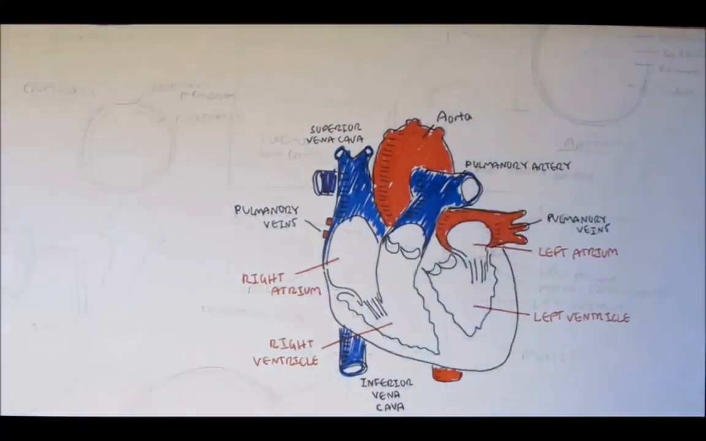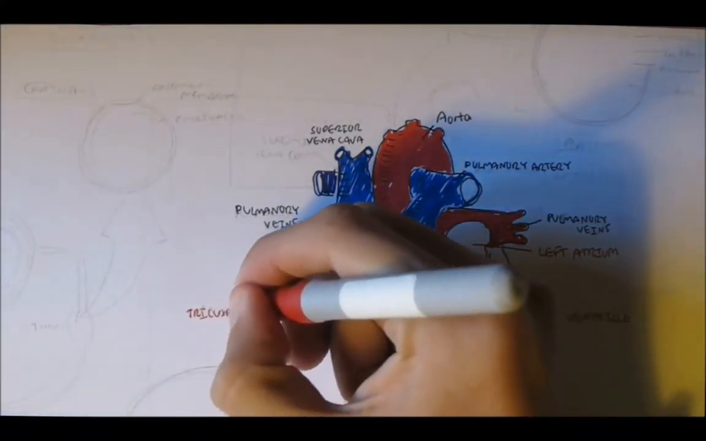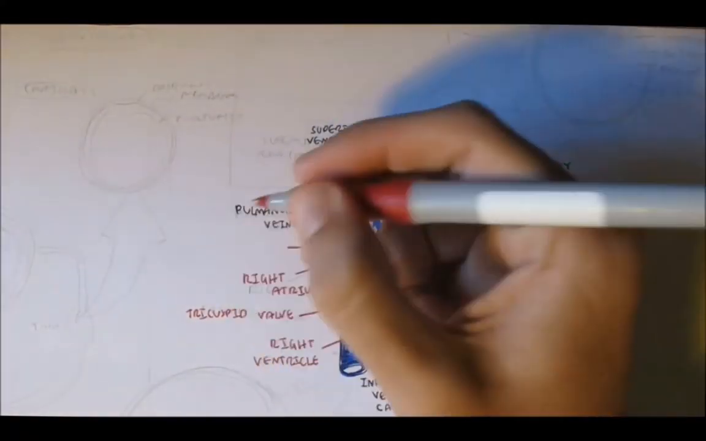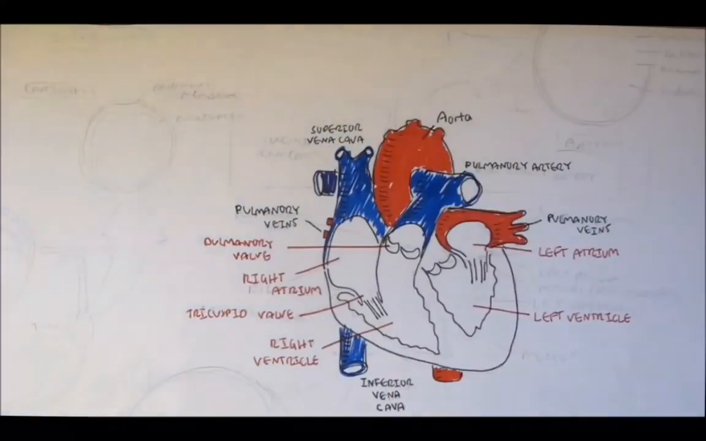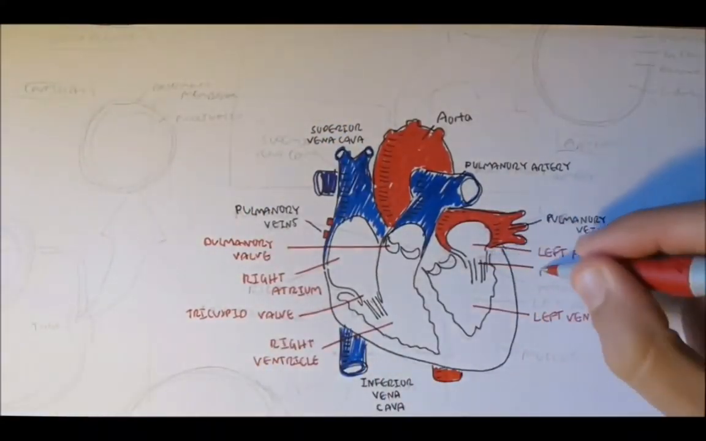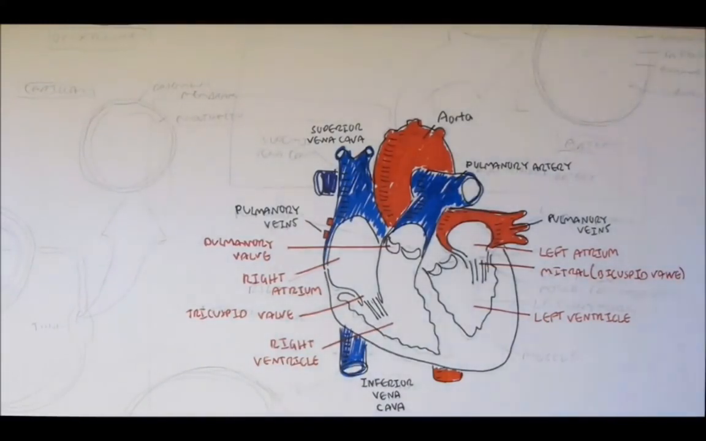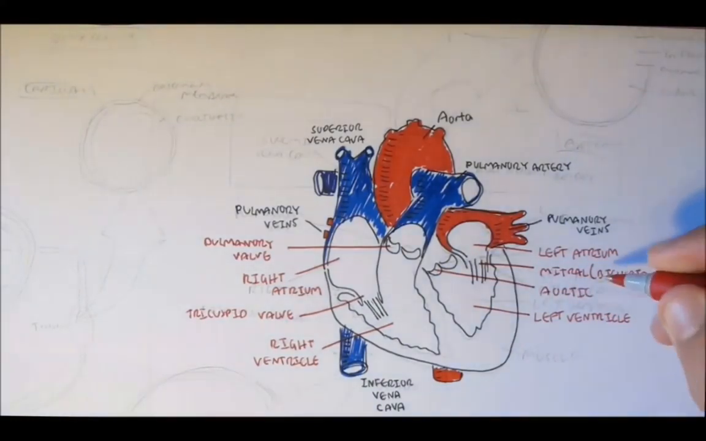Now, to separate the atrium and ventricle so that there is no mixing of blood and to prevent backflow, we have valves. So here is the tricuspid valve separating the right atrium and the right ventricle. The tricuspid valve has 3 cusps. We have the pulmonary valve separating the pulmonary artery from the right ventricle. Then we have the mitral valve or bicuspid valve separating the left atrium and the left ventricle. Bicuspid means 2 cusps. Then the aortic valve separating the aorta and the left ventricle.